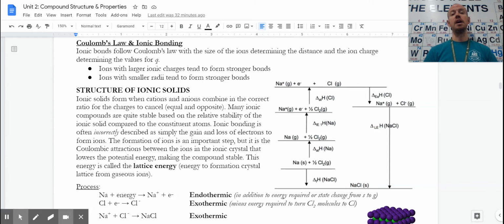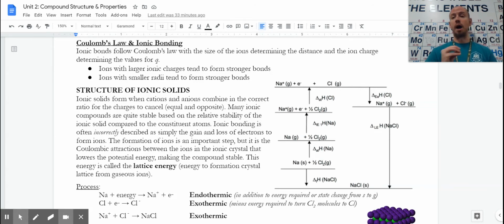The distance comes down to radius again. Closer to the top of the periodic table is small atoms and ions that tend to have small radii, meaning those ions end up very close together. A low r squared value means a stronger force of attraction.